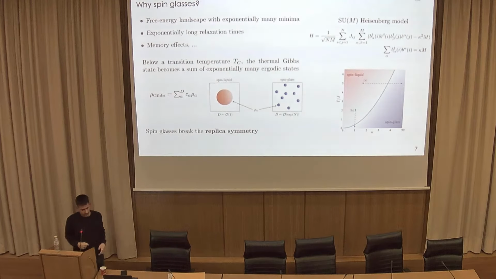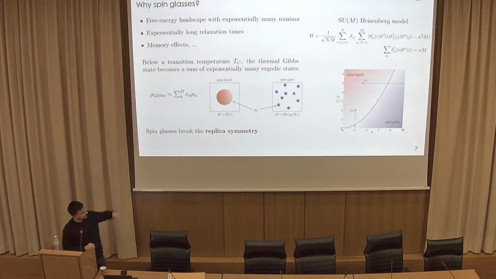One such model is the SU(M) Heisenberg model that we also studied. Here we have written it in a bosonic representation, and this kappa just counts the number of local degrees of freedom, how many bosons we have on each site. And we can draw a phase diagram.